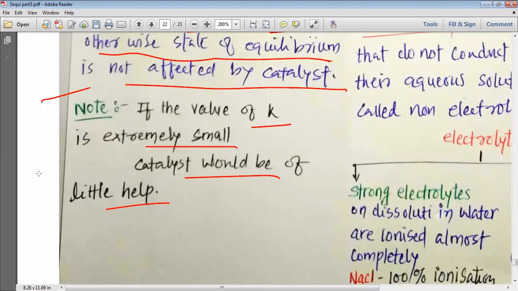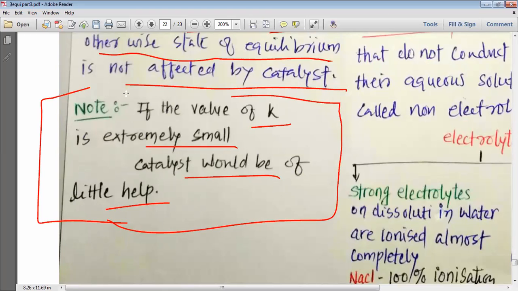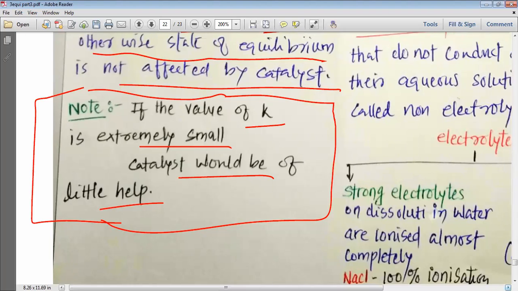This is also an important point: if the value of K, the equilibrium constant, is very small, then even using a catalyst will not make much difference to the chemical reaction, and the catalyst will be of very little help in the case where the value of the equilibrium constant is very small.